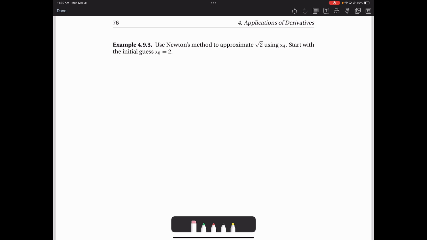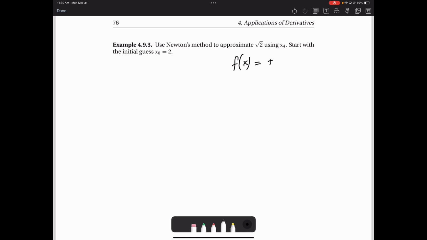Yeah, instead, what could I set my function equal to? I don't give you a function here. So what can I make my function? Square root of 2 is just a constant function. What function will have an x-intercept or a root, right? What function will have a root at square root of 2?